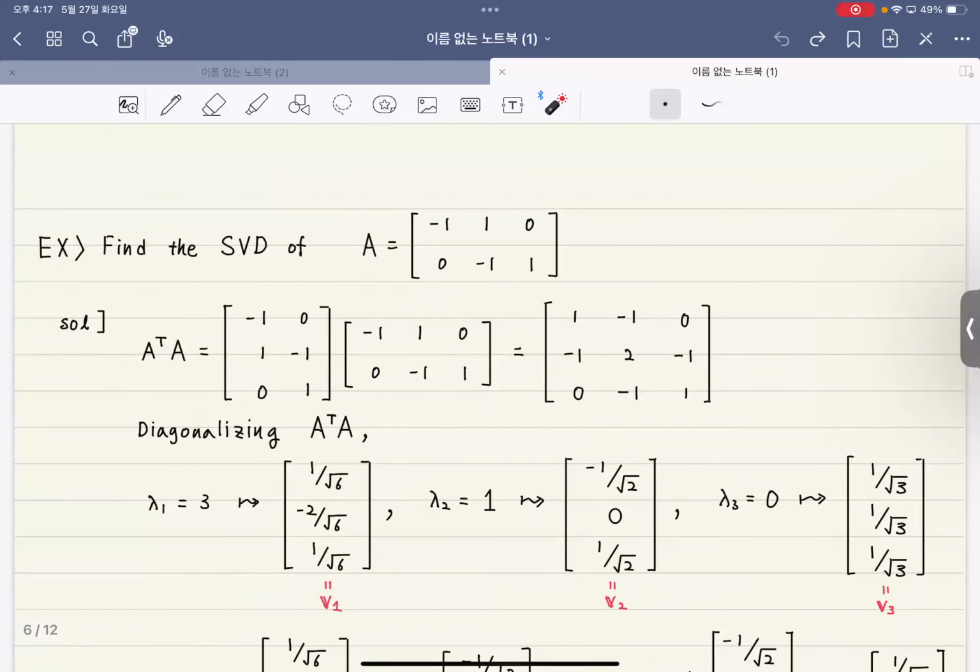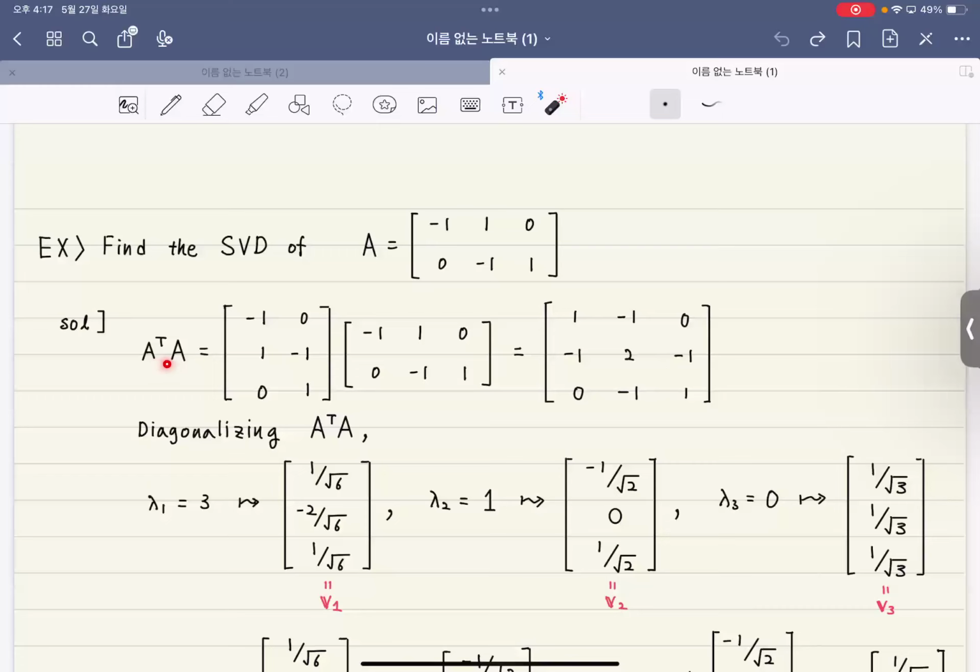If you feel like the previous exercise was too easy, now let me turn to something more complicated, like this one. I will try to find the singular value decomposition of this 2x3 matrix. Before I begin the exercise, what is the rank of this matrix? Which is 2, right? So therefore, I must be able to find two different singular values for this matrix, right?